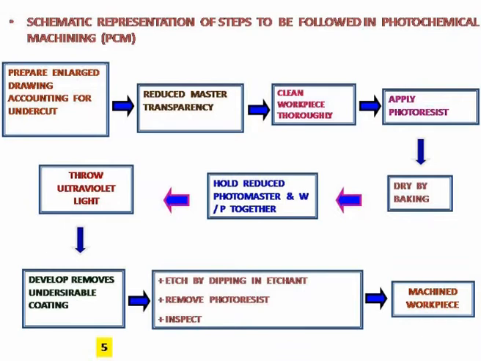Then develop, which removes the undesirable coating from the workpiece. That means remove the coating from the area where etching or chemical reaction is to take place. Now, the rest of the process is the same as we have done in the case of the cut and peel method or screen printing method. After machining has taken place, you remove the photoresist, then inspect it, clean it, and then you get the machined workpiece, and this is the photochemical machined workpiece.